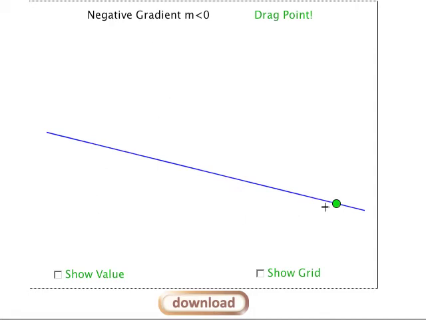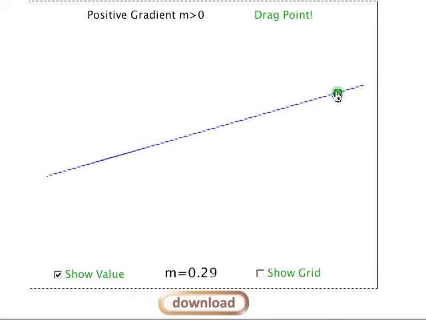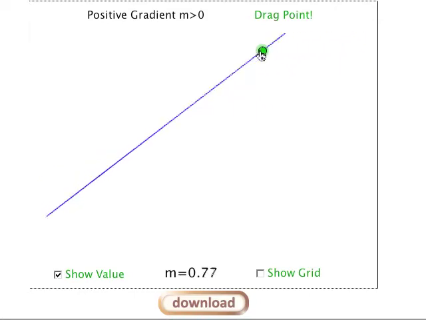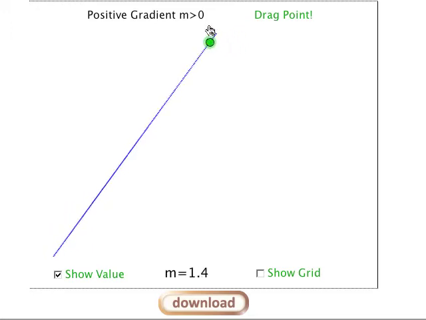If we have a look at the values of m, I'll just put it back to a positive position, we can see at this point it's 0.25, and as we increase the steepness of the curve we can see that the value of m is increasing down the bottom there. It reaches a value of 1 when the slope's at a 45-degree angle there, and then it's greater than 1 as we go past that steepness.